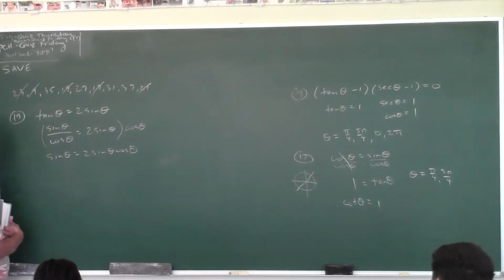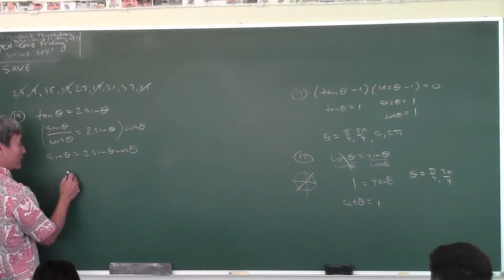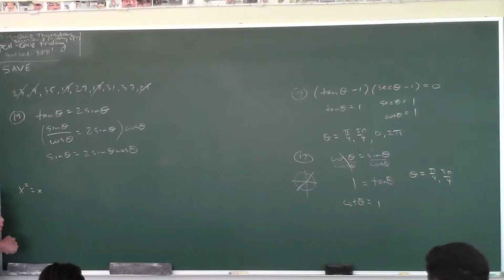If you cancel a variable from both sides of the equation, you lose solutions. So what did I tell you to do last time? And I'm sure your Algebra 1 teacher taught you this. Or do I have to show you what I showed you last time? Yes. Okay, if you have x squared equal x, can I divide both sides by x and get x equal 1? No, because you lost the solution, right?